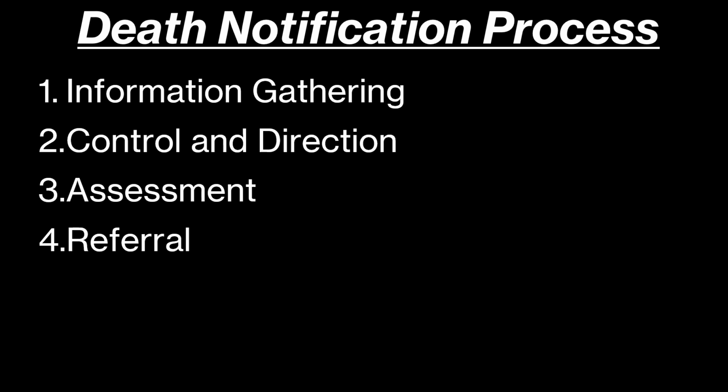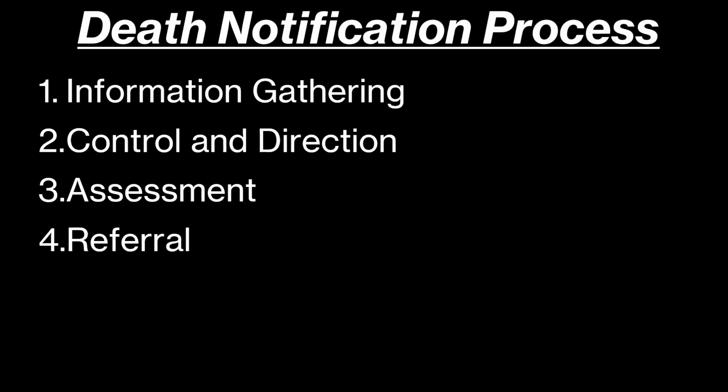The second component to the process of death notification is control and direction. This is all about delivery. Essentially, you want to deliver factual, honest, and deliberate information. You don't want to give false promises, and you want to avoid euphemism. So you want to avoid saying, "Oh, they're in a better place now," or something like that. The purpose of the death notifier is to be truthful and factual. Now, there will be facts that you cannot give, but you give the facts that you're at liberty to discuss.